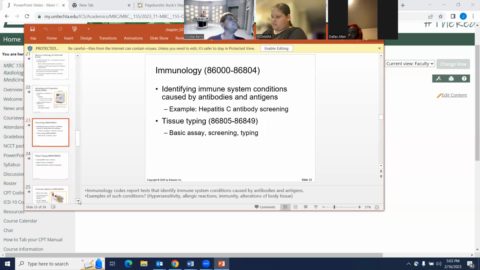I'm going to read it again. What is the name of the subsection within pathology laboratory that deals with the laboratory work done to determine cellular changes?